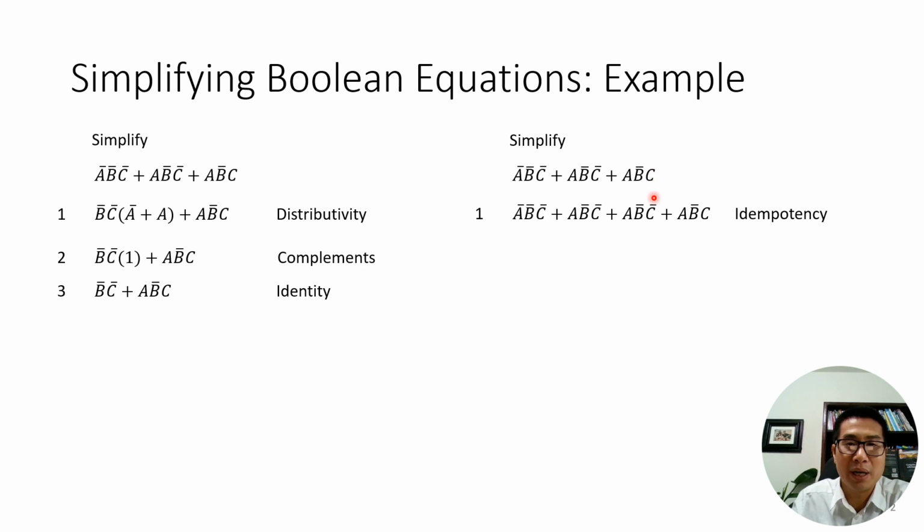Why? Because I want to eliminate that C, so I see the not C. I'm just adding one more over there. A not B not C. So I duplicate this element. Then next we apply distributivity by factoring out not B not C and also factoring out A not B. We're factoring out A not B, A not B. Then not A or A, not C or C.